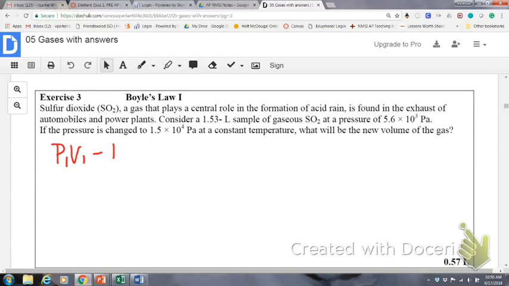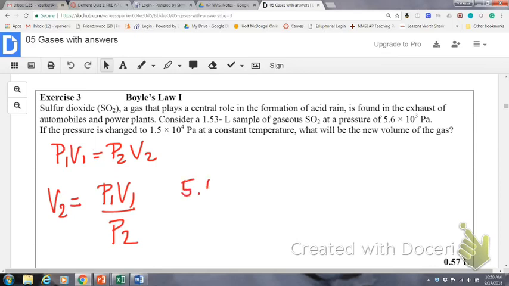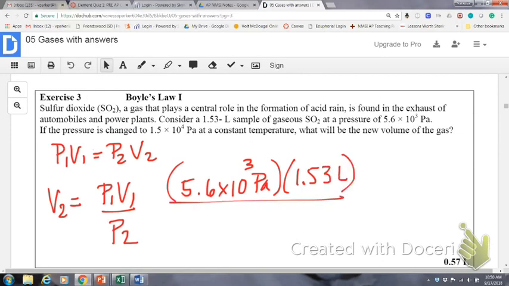P1V1 is equal to P2V2. It wants to know the new volume, so I'm going to be solving for V2. So it's going to be P1V1 over P2. So plug in the stuff. Pressure 1 is 5.6 times 10 to the 3rd pascals. My volume was 1.53. And I changed my pressure to 1.5 times 10 to the 4th pascals.